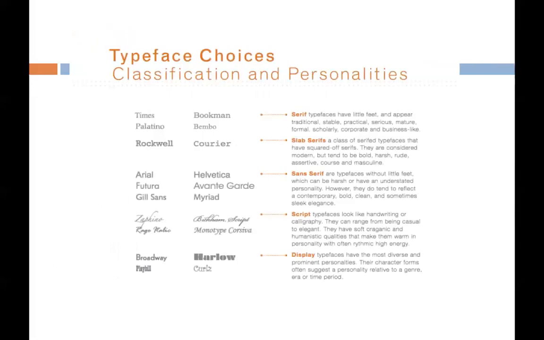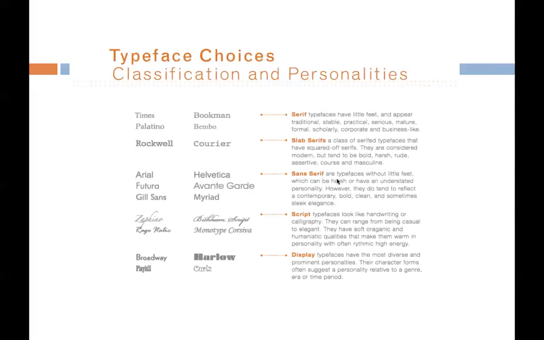And here are some typeface choices, classifications, and personalities. So again, we have those serif fonts, which are your Times, your Palatino, your Bookman, your Bembo, or your Garamond. Your Rockwells and Couriers are slab serifs. Courier can also be considered a monotype font.